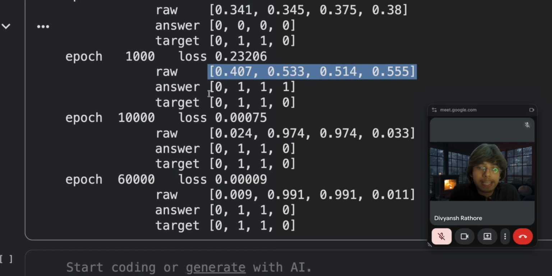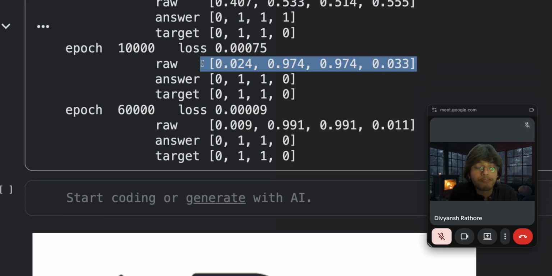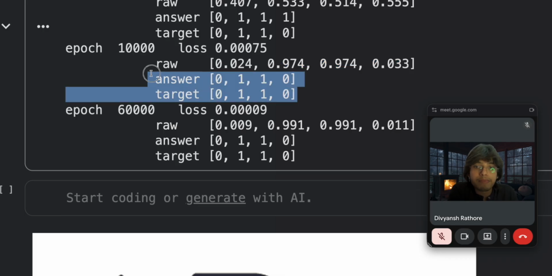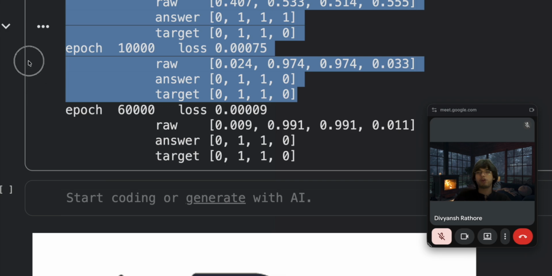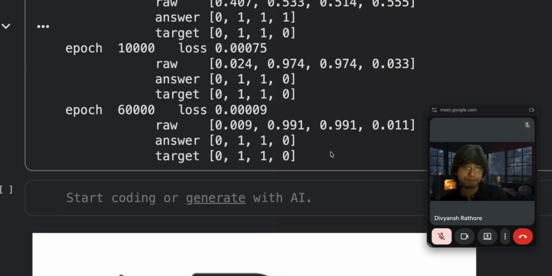Not a confident guess. But once we get to 10,000, now you can see some confidence, right? This is really close to 0, and these values are much closer to 1 compared to these values. So now you can see our answer and target value are matching. So we can actually stop right here. We don't need to go to 60,000 epochs, but I already did it, right?